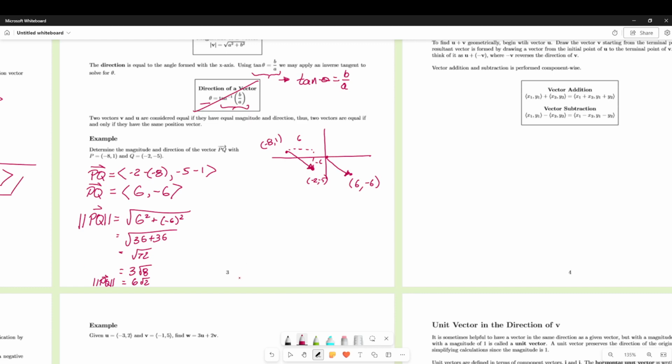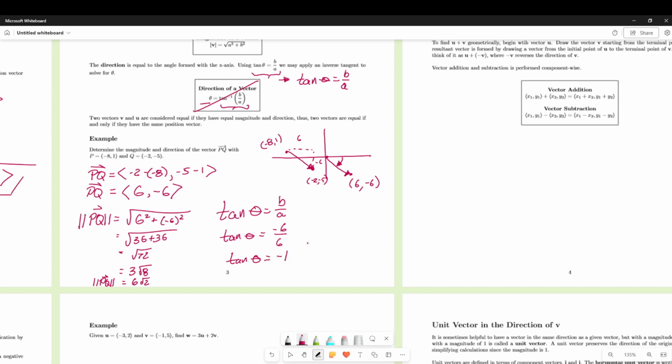Now, we also want a direction. So, our direction, the tangent of our angle that we're headed out in standard position, again, it's going to be b over a. So essentially we're trying to find this angle. So the tangent of our angle is going to be -6 over 6. So the tangent of our angle is -1.